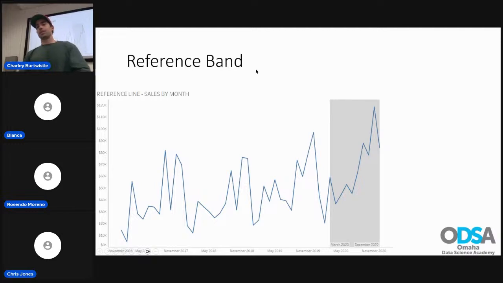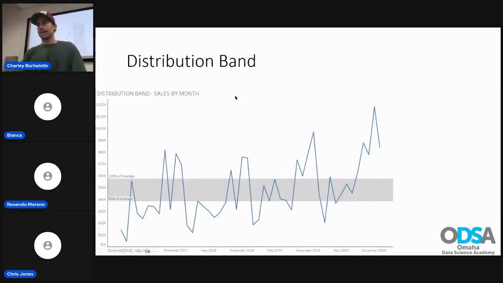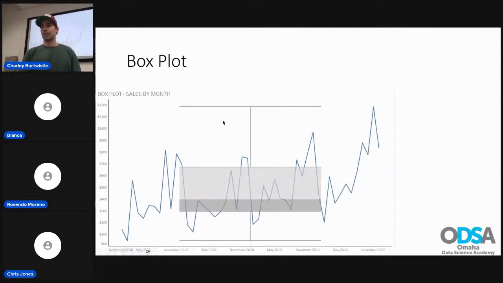Reference bands are similar to reference lines, but they give you a band around them. Distribution band is the same thing as a constant line, except it gives you a band around it, so you're entering in 80%, 120%, whatever you want to enter in, and it gives you that band.